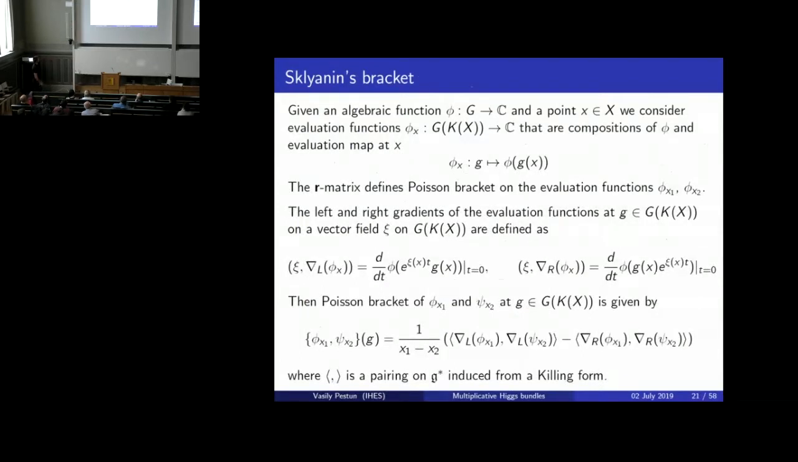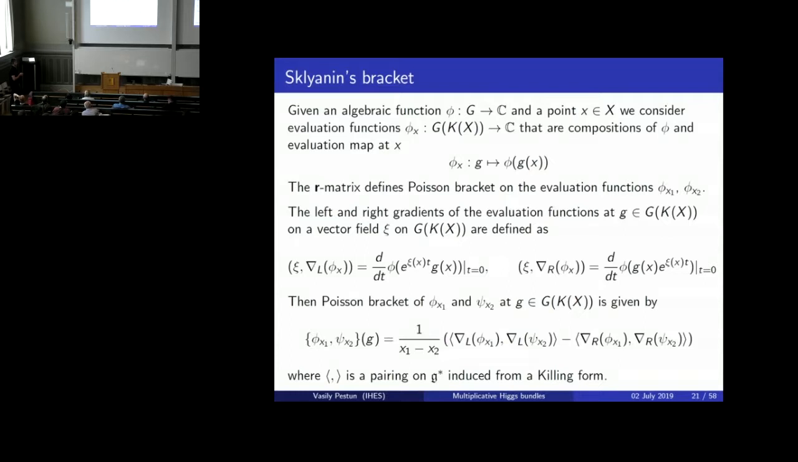Now let's proceed to write a formula for the Sklyanin bracket, to present a concrete formula for the symplectic structure later on the moduli space of Higgs bundles. Given any algebraic function phi on the group G, a complex valued function, and a point x on the base curve, we consider evaluation functions phi sub x. That's the evaluation function: you just take the value of the Higgs field at point x and plug it into the function from G to C. So you get the value of the function at point x. And let's write down the formula for the Poisson bracket on such evaluation functions, phi at x1 and phi at x2.